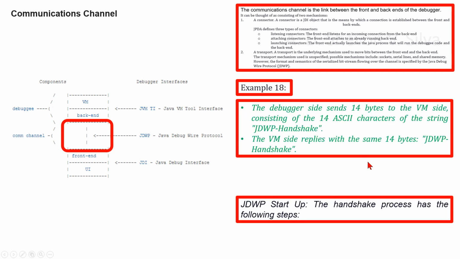Now we are considering JDWP startup. A handshake process has the following steps. The debugger side sends 14 bytes to the VM side, consisting of the 14 ASCII characters of the string "JDWP-Handshake". The VM side replies with the same 14 bytes, "JDWP-Handshake".